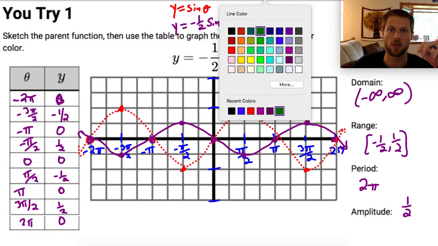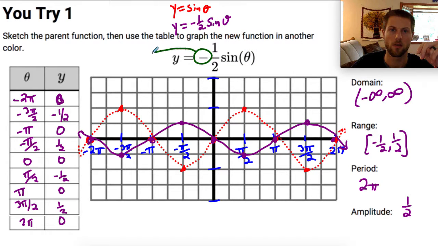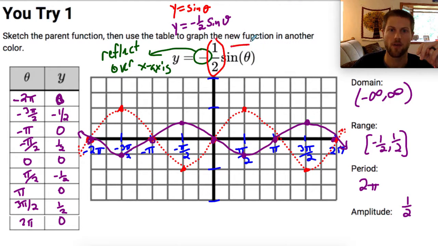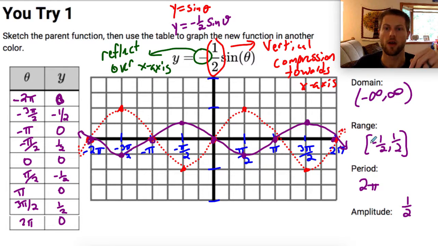But if we were to sum this up, this negative makes a reflection over the x-axis. And let's say that this 1/2 means a vertical compression towards the x-axis. So we're really combining two things in here. I've changed the range a little bit, I've changed the amplitude a little bit, but all the other properties stay the same. So hopefully that went okay.